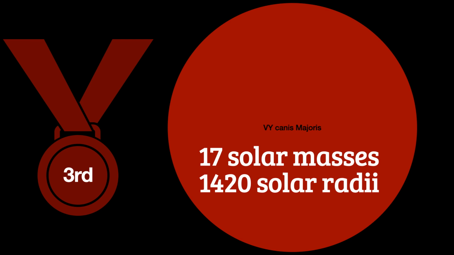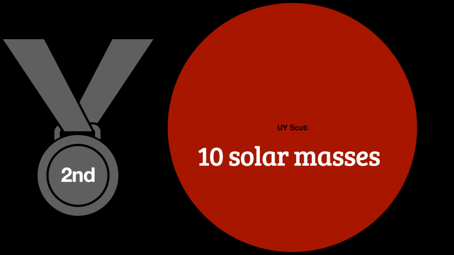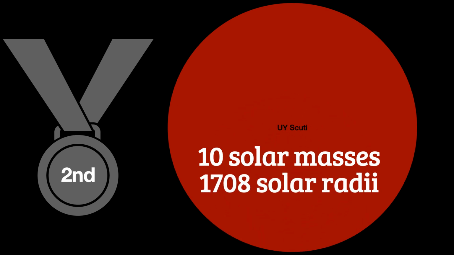Okay, so second place. UY Scuti. Like, what kind of name is that? It's so cute, but it's so big. So, I mean, that's kind of odd. Okay, so in second place is UY Scuti. I have to laugh. So, at 10 solar masses, which is smaller than VY Canis Majoris, it is 1,708 solar radii.